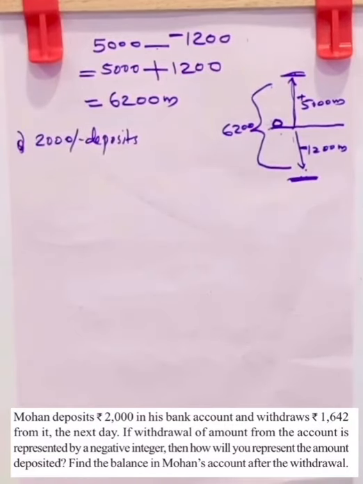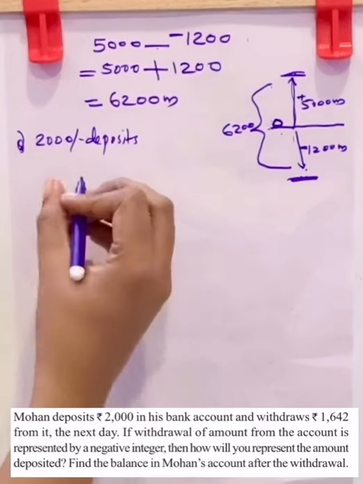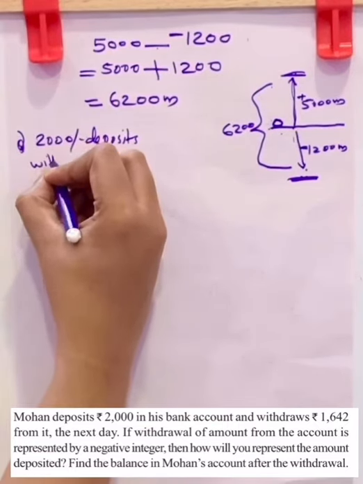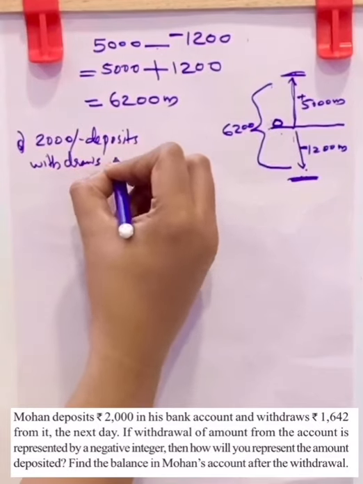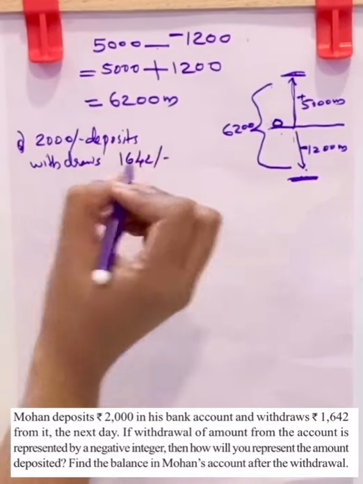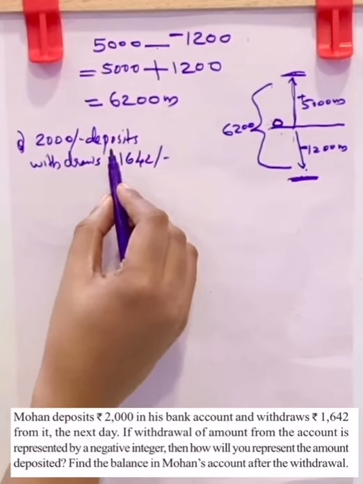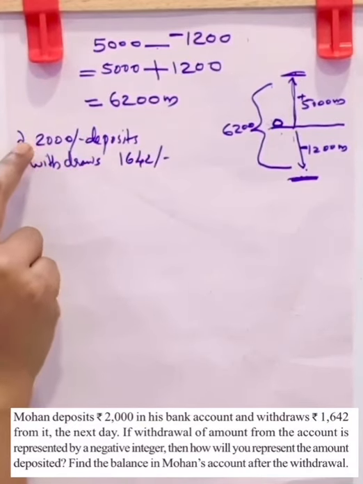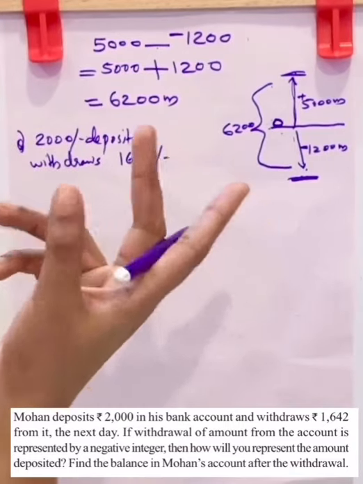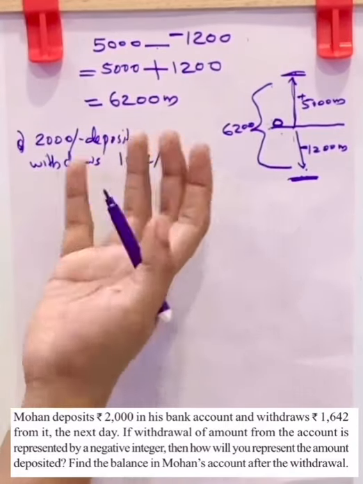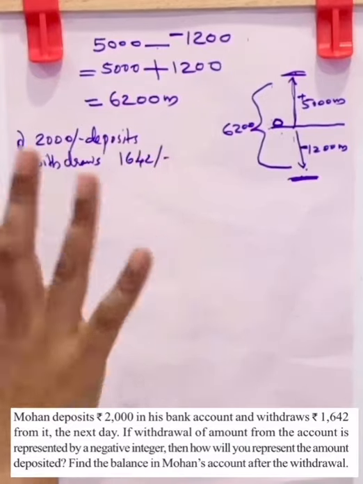Mohan deposits rupees 2,000 in his bank account and withdraws rupees 1,642 from it the next day. If withdrawal of an amount from the account is represented by a negative integer, then how will you represent the amount deposited? Withdrawal is represented by negative, so the amount deposited will be represented by positive.